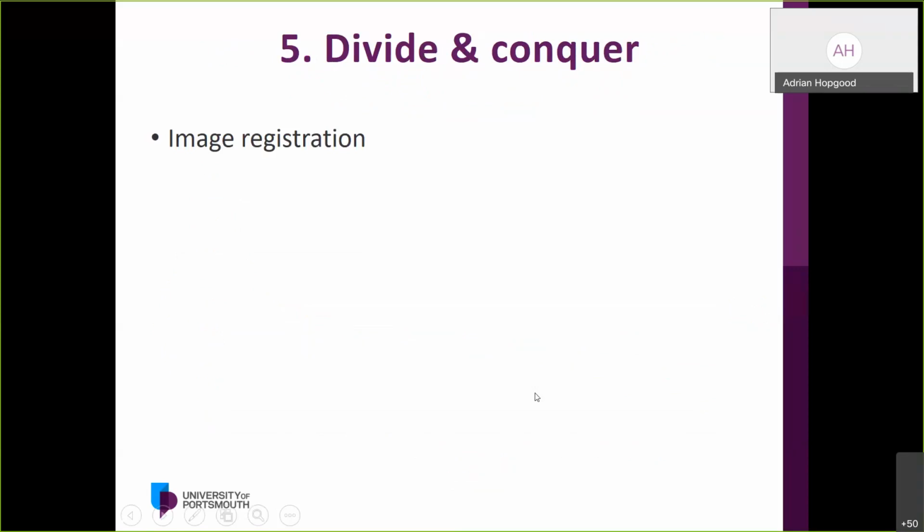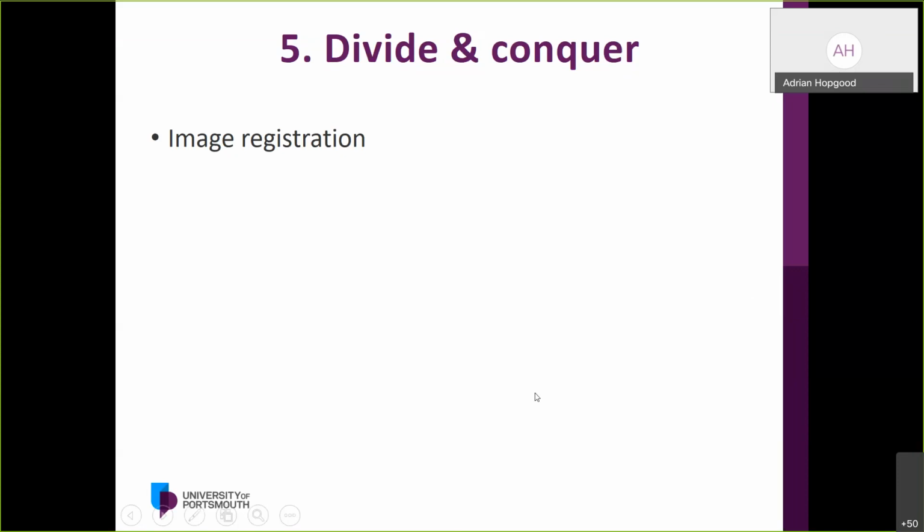My fifth and final category of hybrid is what I've called divide and conquer. I'm going to specifically talk about the problem of image registration, which is quite a narrow, specific problem, which is, if you like, a subtask of wider problems.